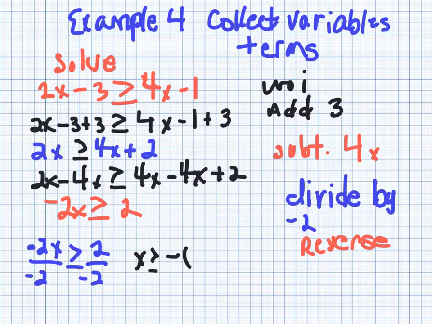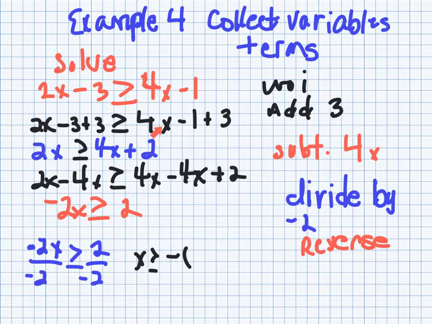Okay, in example 4, we're going to collect the variable terms. So the first thing we're going to do is solve 2x minus 3 is greater than or equal to 4x minus 1. That's our original inequality. We're going to add 3 to both sides, so we end up with 2x minus 3 plus 3 is greater than or equal to 4x minus 1 plus 3. Next, we're going to subtract 4x from both sides.